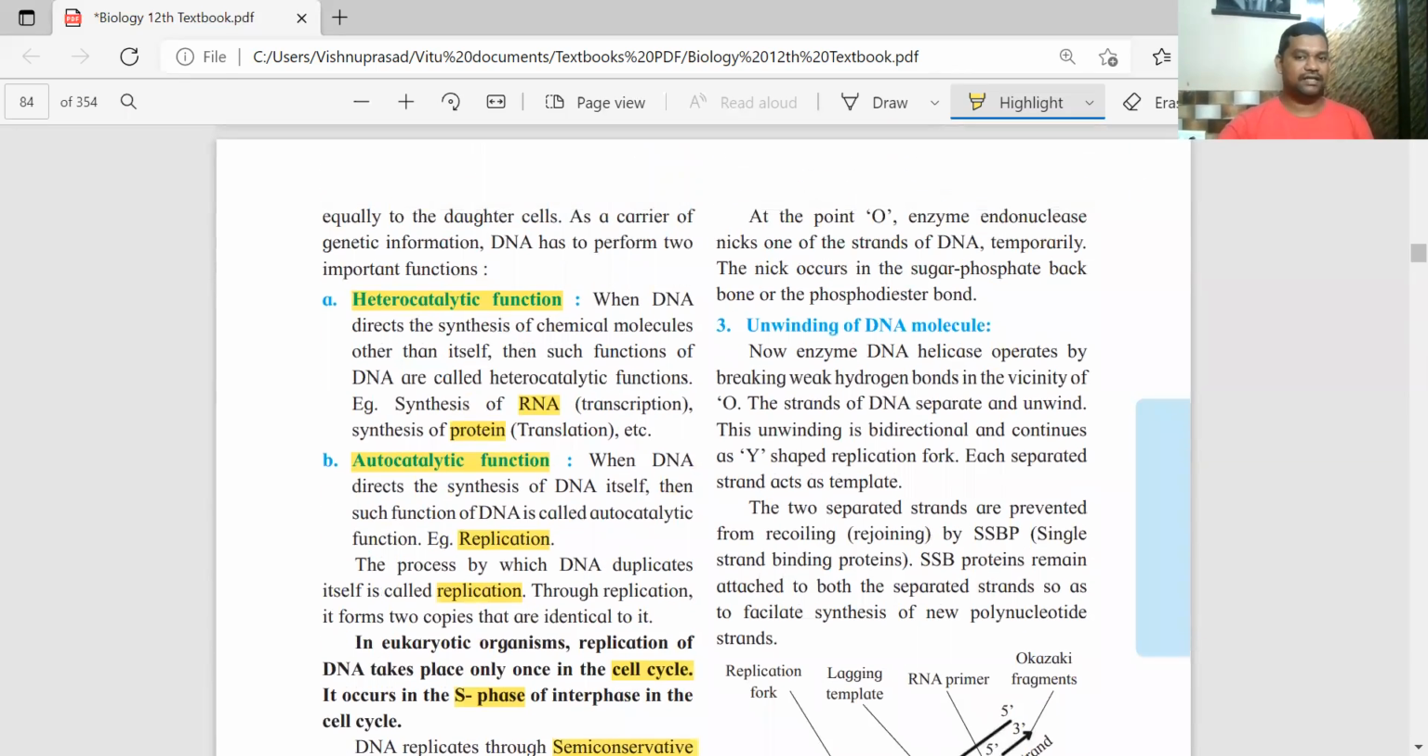The origin is decided. Once it is decided that O is the origin, one enzyme comes into the picture: the enzyme endonuclease. At the point on the DNA where replication has to begin, this enzyme will nick. Nick means a small break. It separates the two strands because this is the point where it has to start.